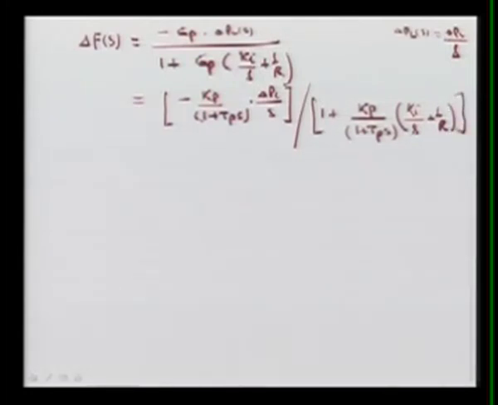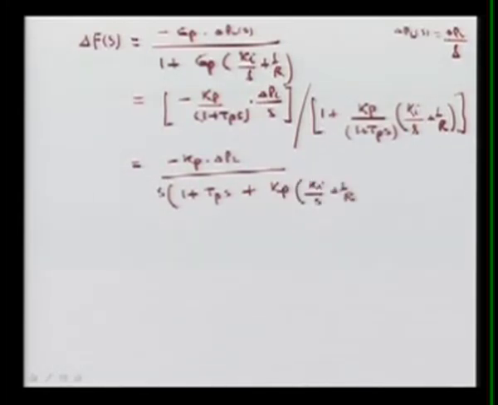So we have to simplify this again. You can see this T1 plus TpS is here, then we can remove this. So we can write again, we are getting minus Kp into the change in this magnitude. Here I can take S common and write 1 plus TpS plus Kp Ki over S plus 1 over R, and this is our simplified expression.